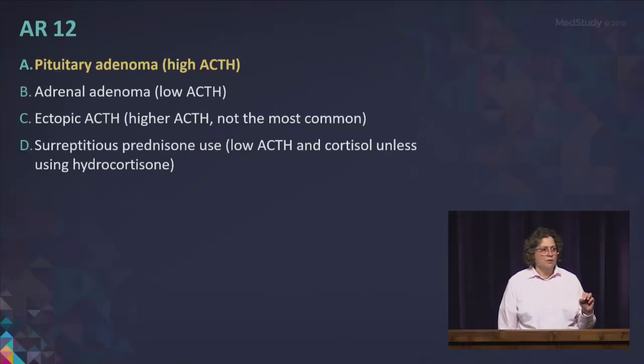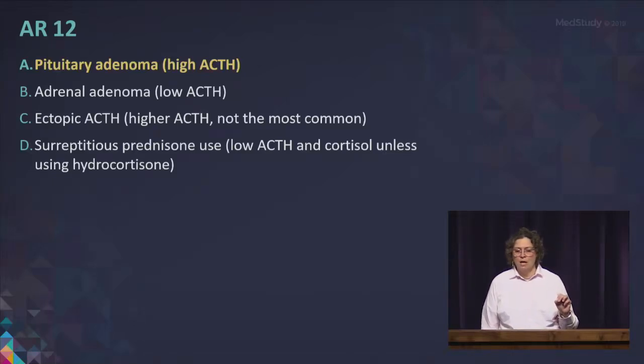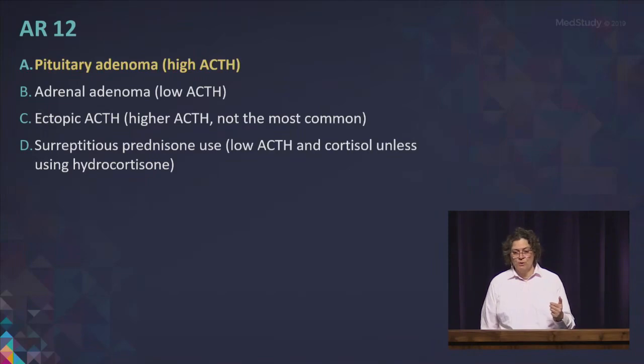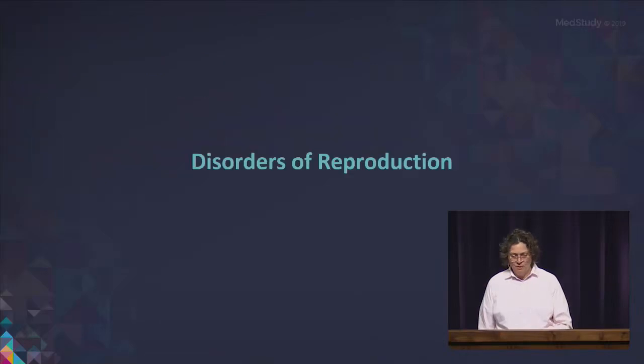In ectopic, generally the ACTH levels are higher, you get hypokalemia, the symptoms occur much faster, and it's generally in the context of a known malignancy. It's not a surprise. Versus adrenal adenoma would be a low ACTH, and any sort of exogenous steroid use, except for hydrocortisone, would be a low ACTH state, okay?